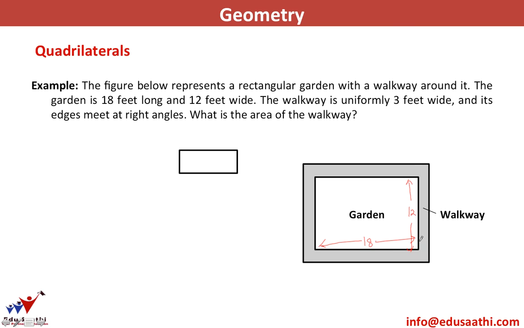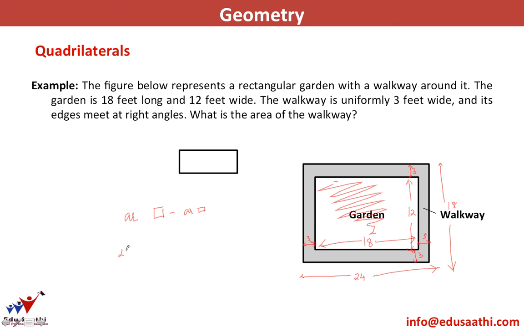So if you look here, this is 3 and this is also 3. This side is 3, this side is 3. So if you look at it, this will be like a bigger rectangle with side length equal to 24. And here it will again be 3 and 3. So this will be 18. If I have to find the area of the walkway, one formula that you can apply is area of bigger rectangle minus area of smaller rectangle. So bigger minus smaller would give you the area of the walkway.